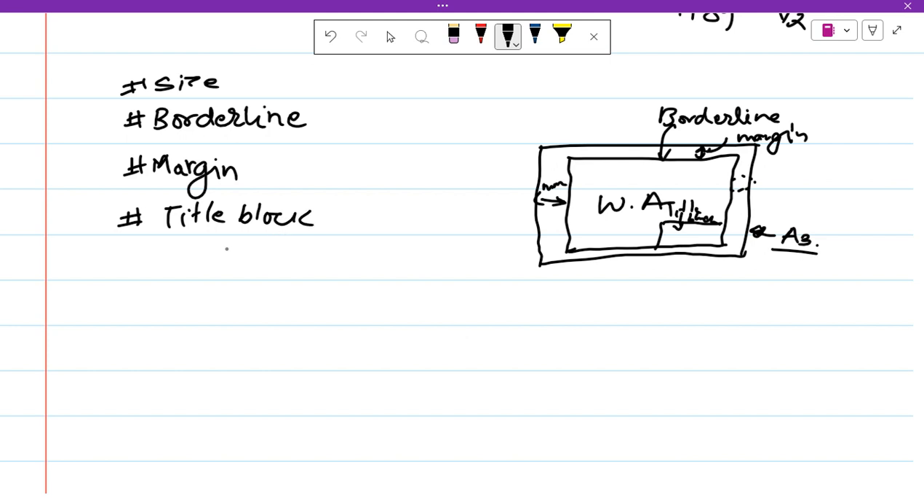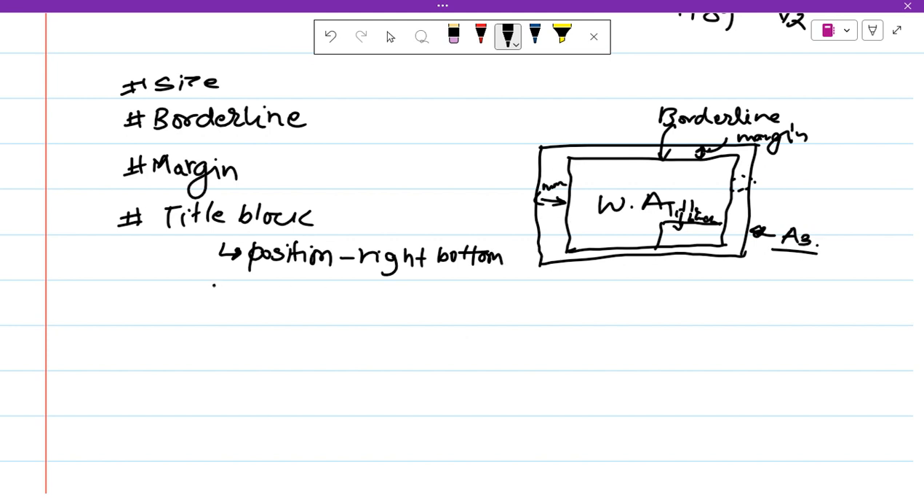So, what is a title block? Title block is the description of the drawing: who created it, who checked it, the company, the name of the firm, different detailings about the drawing. The title block's position is right bottom.